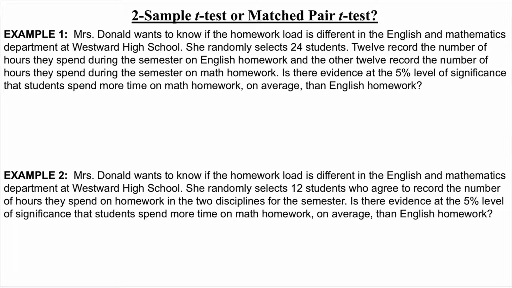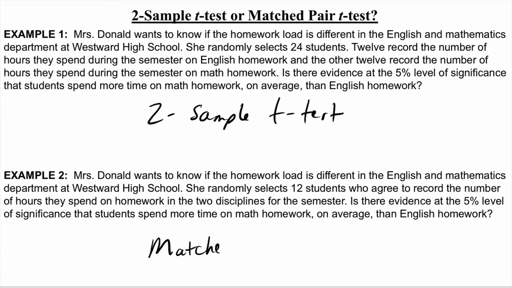2 sample, because there's 2 separate samples. Good. 2 sample. We would use a 2 sample t-test like we did in 10.2, the last set of notes. Example number 2. How many samples are there in example number 2? 1 sample of 12. They're doing multiple things. If your 1 sample is doing multiple things, that's usually matched pair.